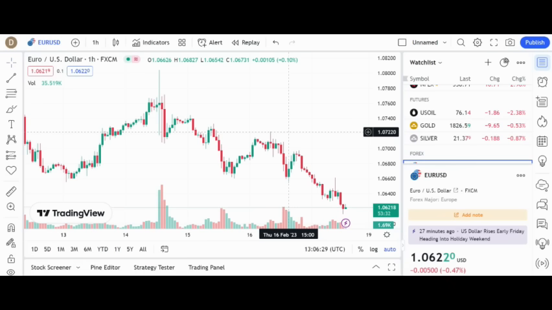Traders often use technical indicators such as moving averages, relative strength index, RSI, and Bollinger Bands to analyze the EURUSD candle chart. Moving averages can help identify trends in the market and potential support and resistance levels. RSI is a momentum indicator that measures the strength of price movements, and Bollinger Bands can help identify potential breakouts or reversals in the market.